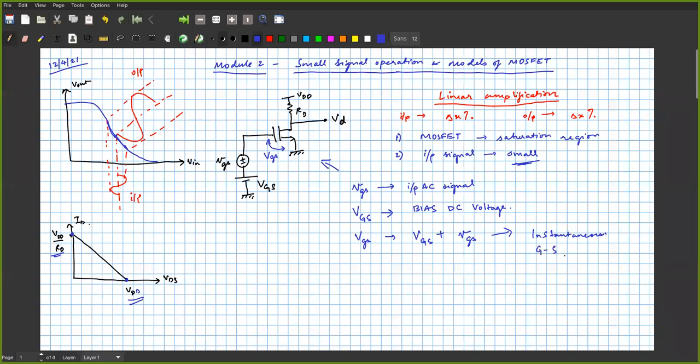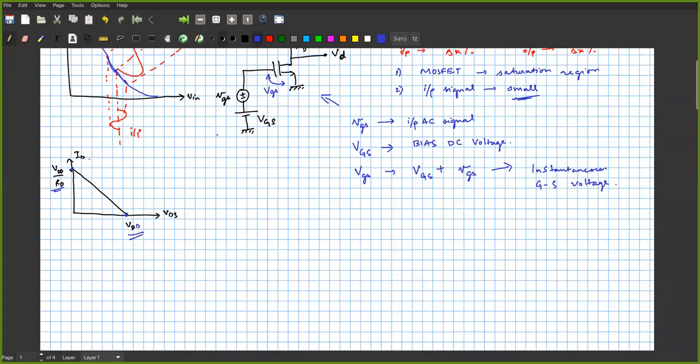Gate to source voltage. Okay. So to simply put things in picture, if this is VGS, this line, it's a DC line. This is VGS. Then small vgs is actually this. So it is riding on top of the DC bias voltage, and this entire thing is this.